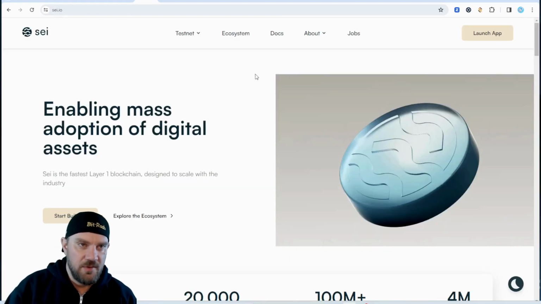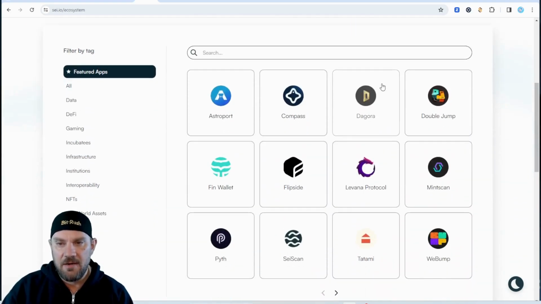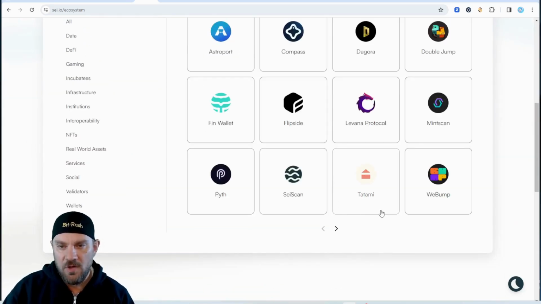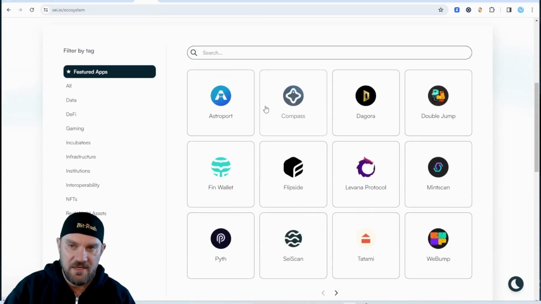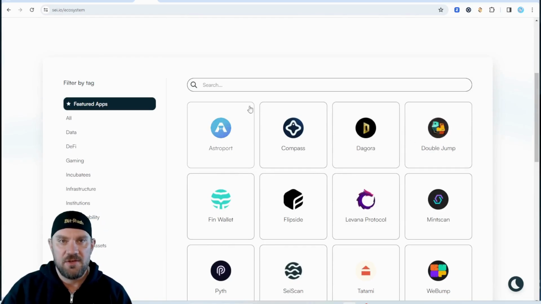And coming back to the SEI.io website, we can see an ecosystem tab here, and they have a lot of the other big protocols and things that are happening on the network. Not everything, only the main ones that have partnered with them, but you can see a few other options here if you want to just explore the ecosystem. There's some other stuff happening.